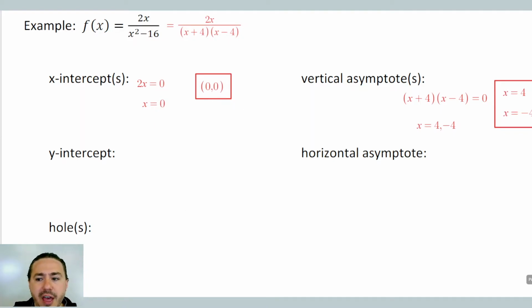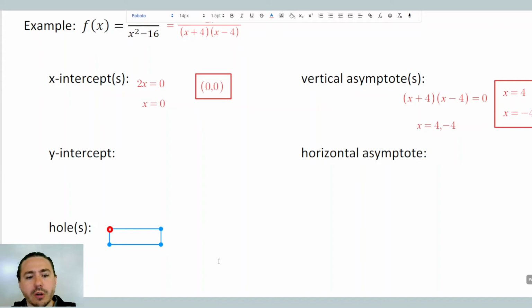Now notice that there was no x value that will make both the numerator and the denominator equal 0. In other words, we don't have a duplicate value on these two lists. So when that happens, you can say right away that there's no hole. Holes will only exist if there is an x value that makes both the numerator and the denominator 0.